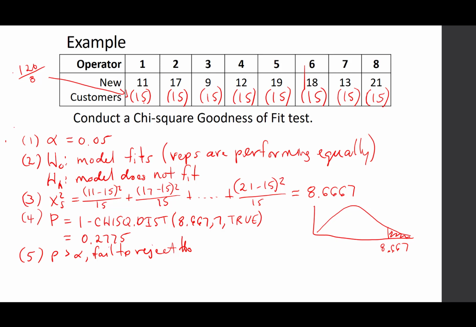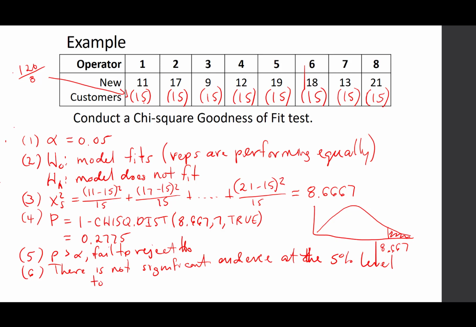And we see our conclusion will be there is not significant evidence at the 5% level to conclude the reps are not performing equally.